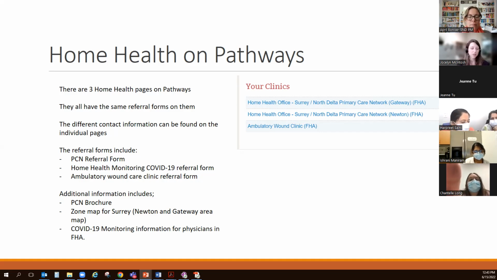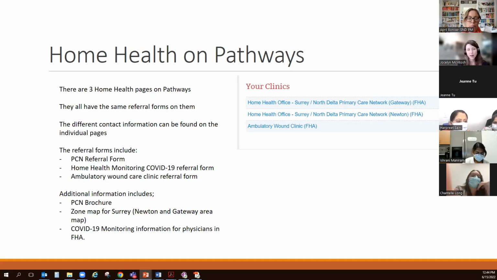We also have our ambulatory wound clinic. At the beginning of this presentation, I stressed that if they're ambulatory or not homebound, we will not be providing wound care, those types of things in the home. So you would make a referral to our ambulatory wound clinic, which is located in Newton as well, on 72nd and 132 approximately. And so that's where you would refer people who have wound care that cannot be managed at home by the client themselves, but the client can get out, you know, then you would be referring to the ambulatory wound clinic.